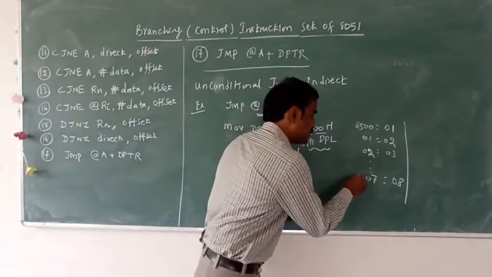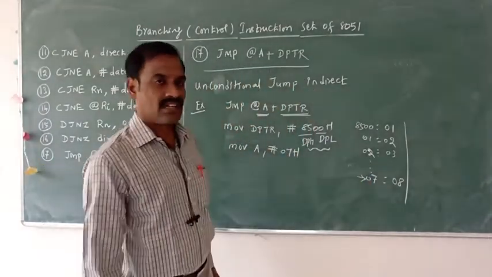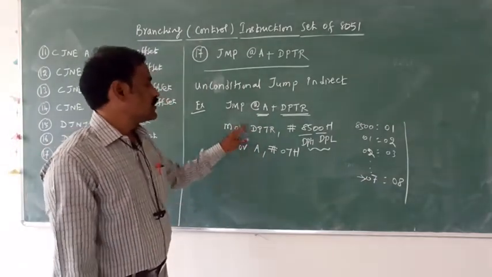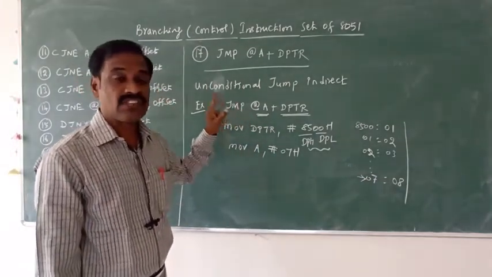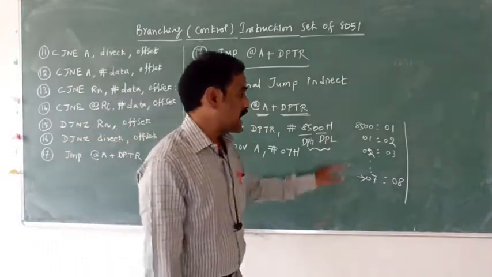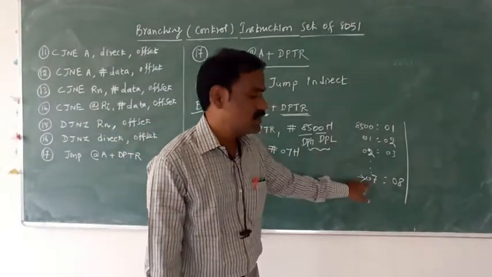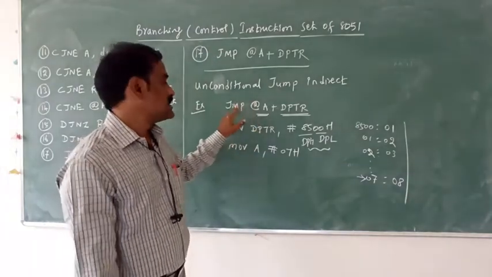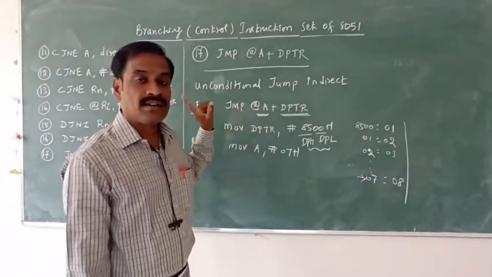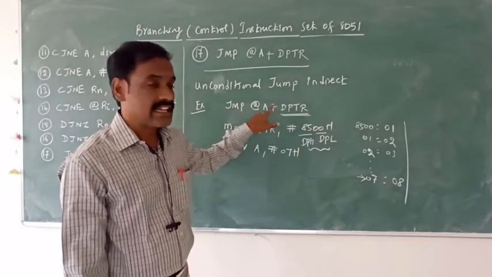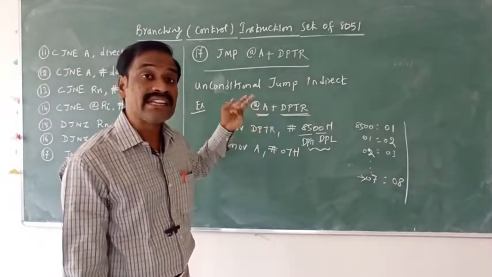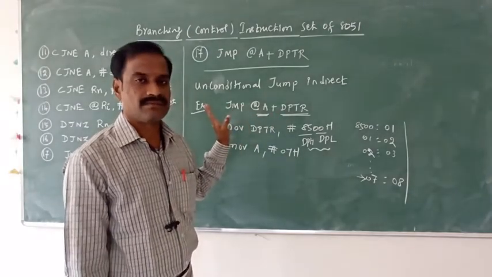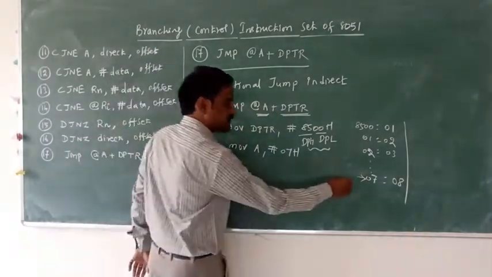Now to jump to this memory address location, for that we have to use this type of instruction without any condition checking. Directly jump to this memory. At that time we can use this type of instruction. Here the memory is not directly given. The memory will be available indirectly. Indirect means a register will be available. Okay. Now jump to this memory.